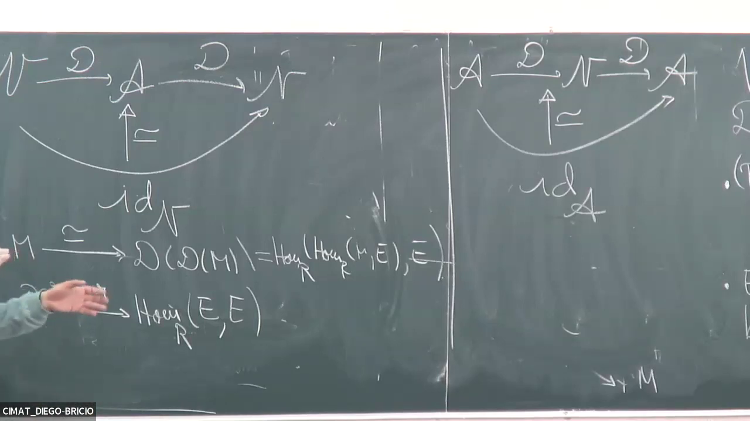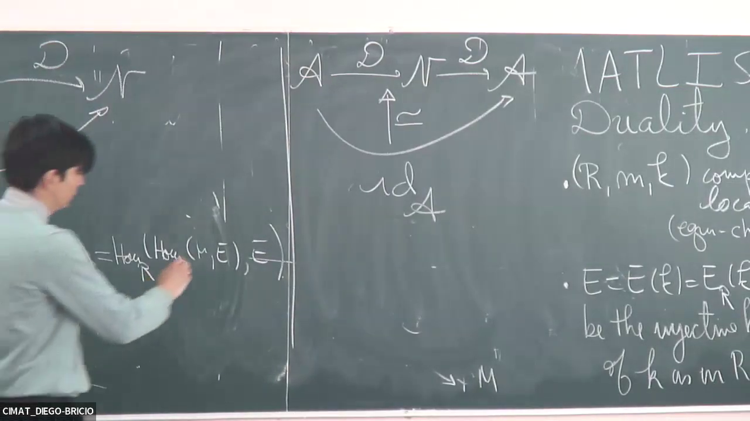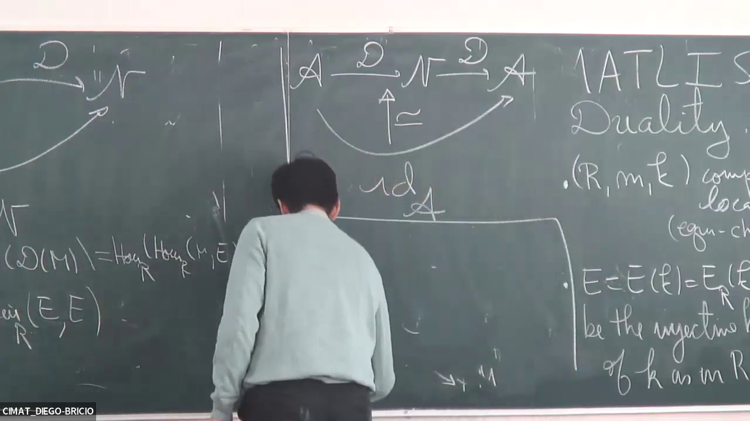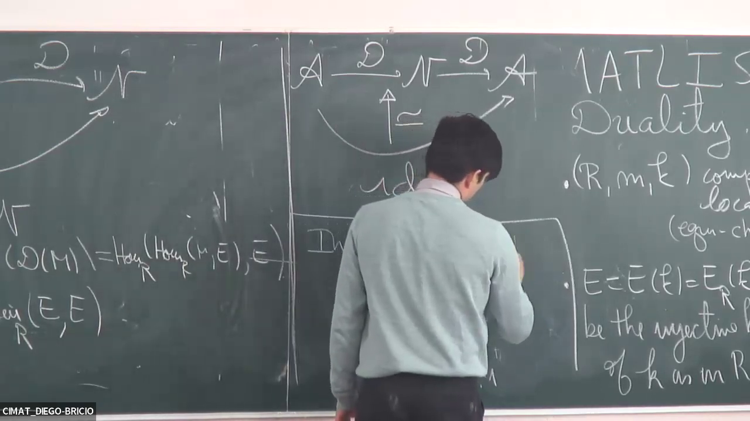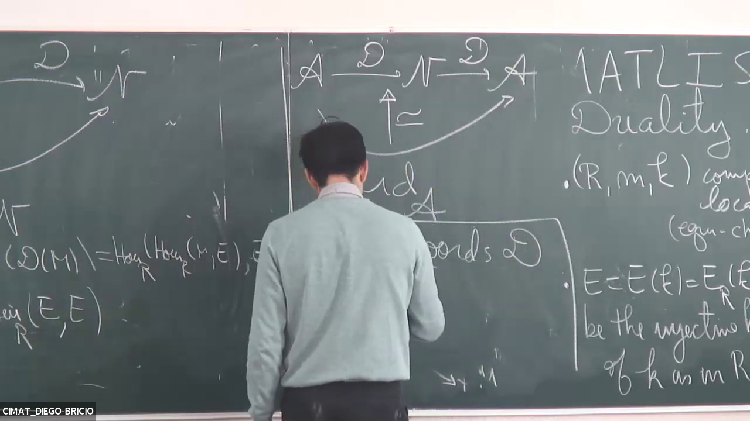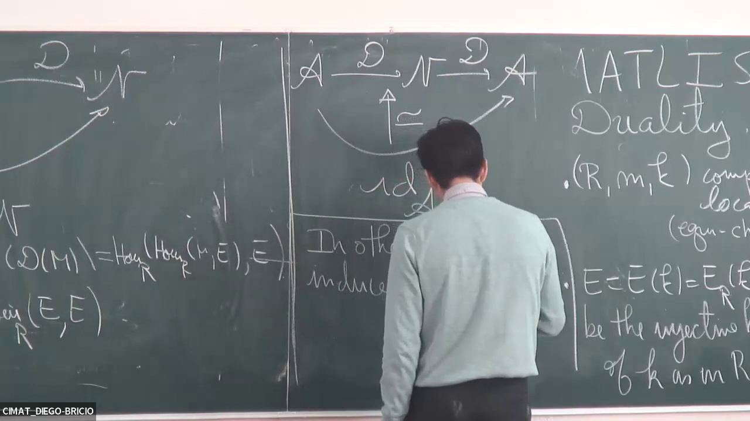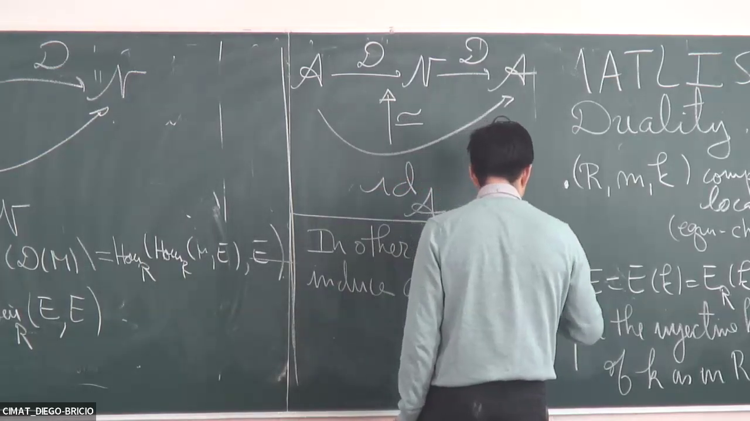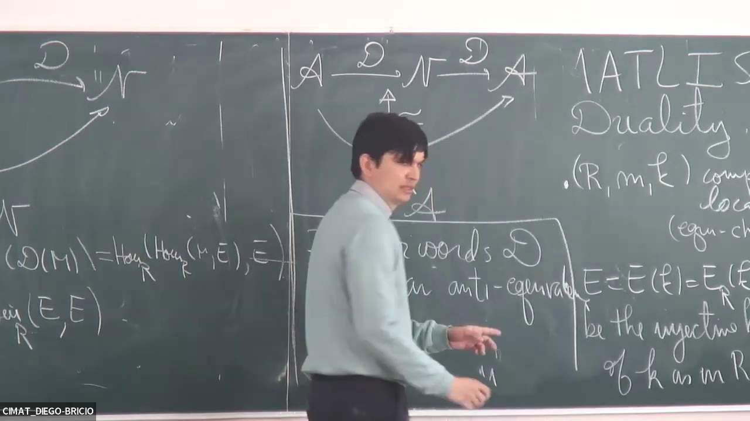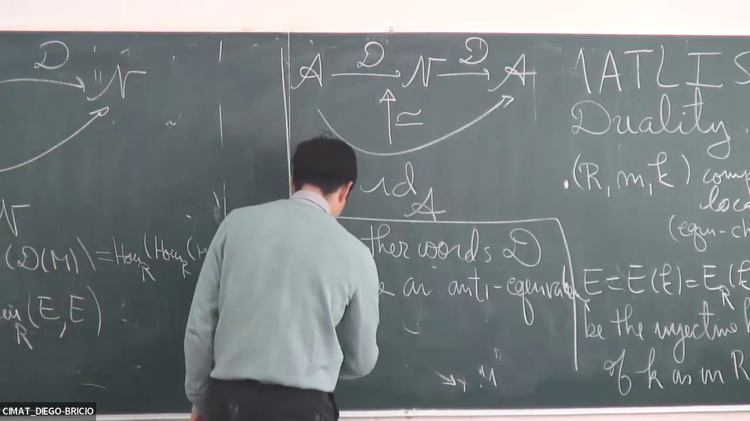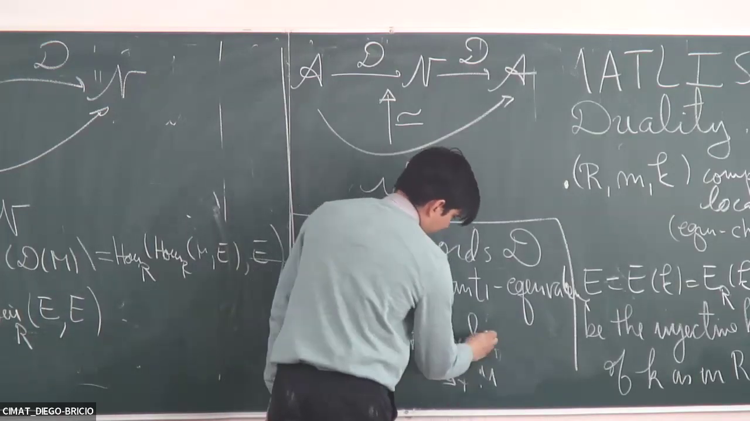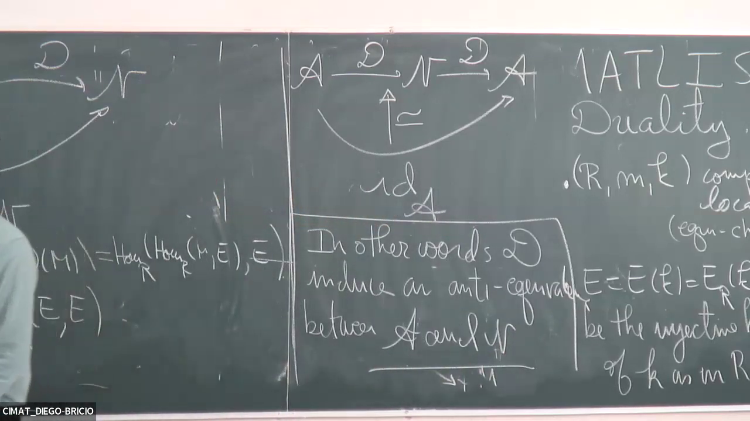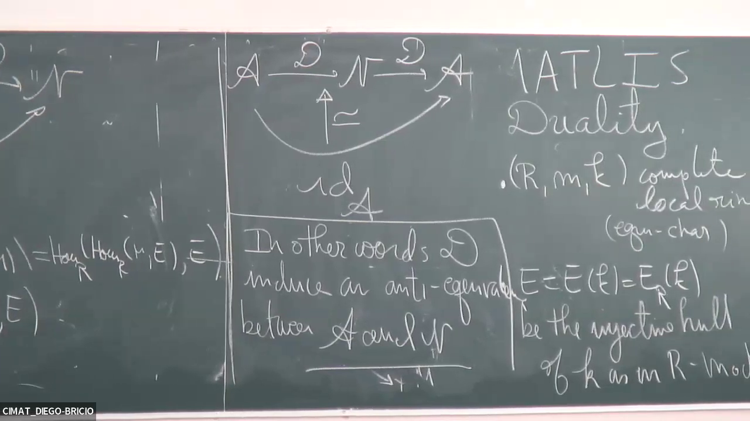So, for example, this tells you this picture, right? R and E are matrix dual to each other. In other words, D induces an anti-equivalence, anti because it's contravariant, right? Between the Artinian R modules and Noetherian R modules. That's it. Over a complete local ring.